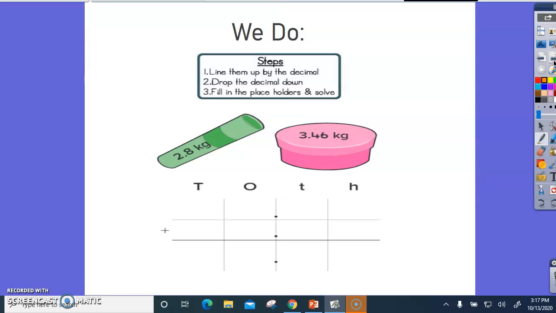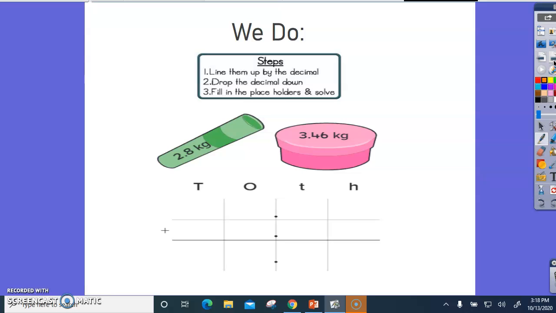Okay, so here we go. I'm going to walk through the steps, and you go ahead and copy them down as we go. So again, your steps are: line them up by the decimal, drop down the decimal to your answer, fill in the placeholders, and then solve.